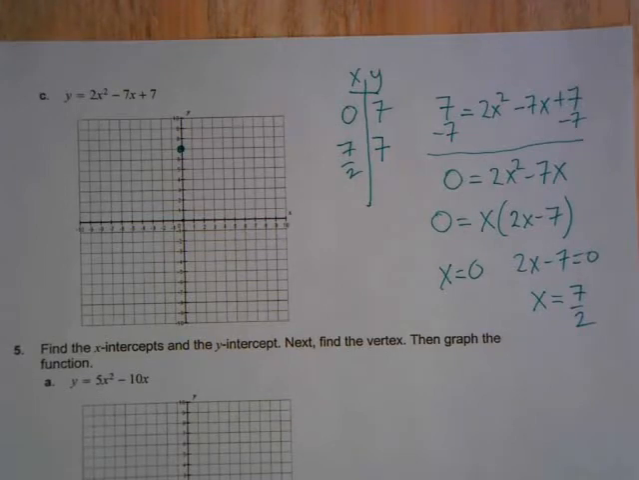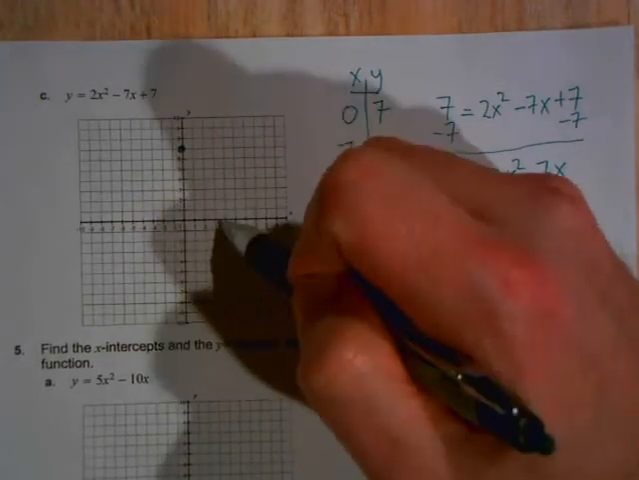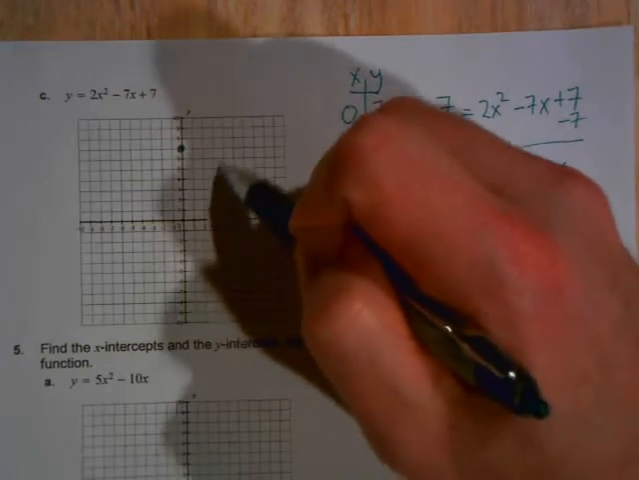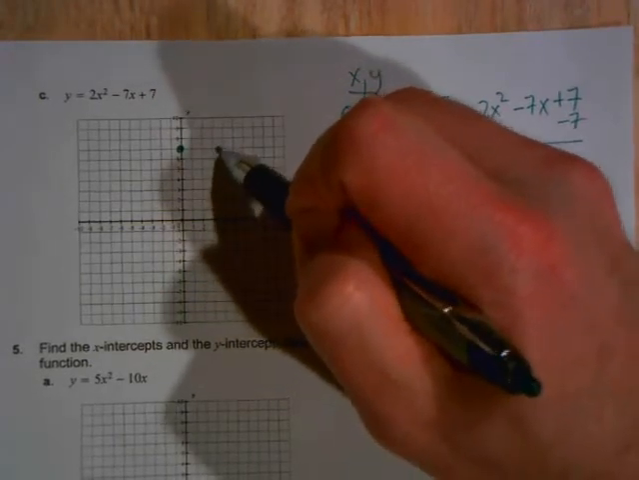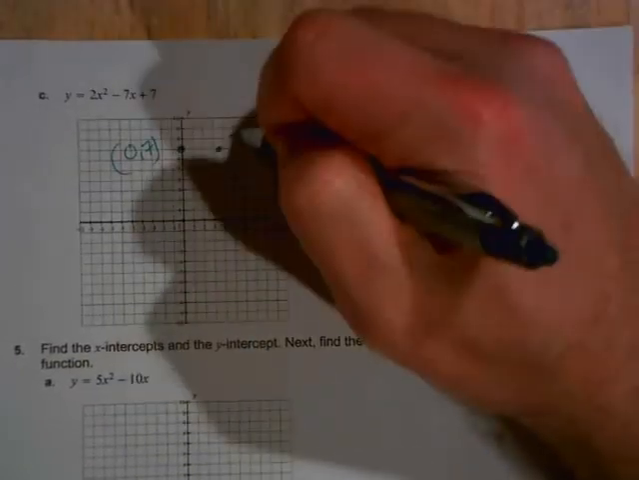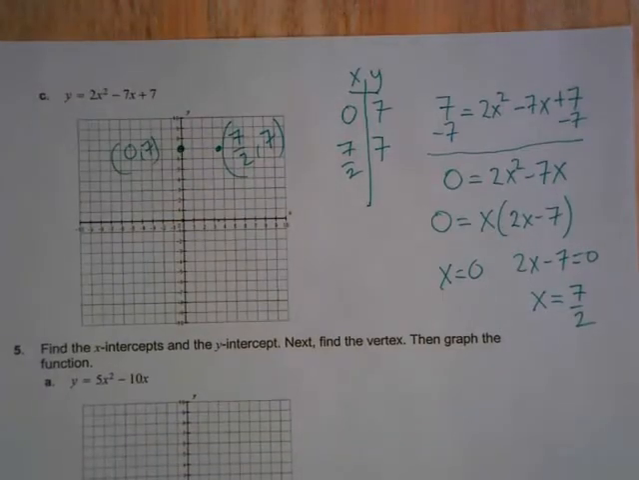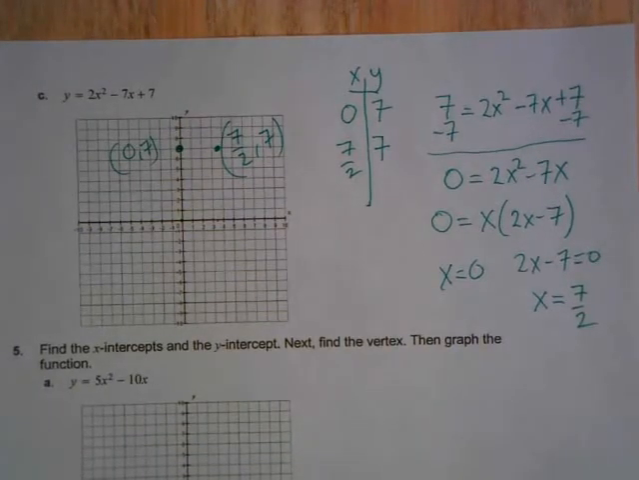Let's see. 7 halves is 3.5. So I've got 3.5 and up to 7. So I mark that point right there. I'll label these. This is 0, 7. This is 7 halves, 7. Okay, so this becomes kind of a pain in the neck now that we got a fraction here.